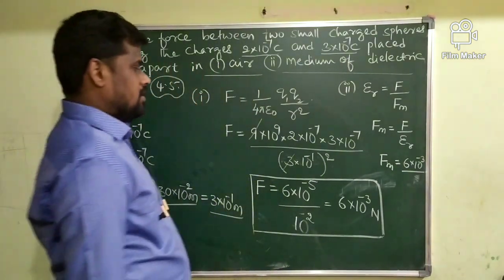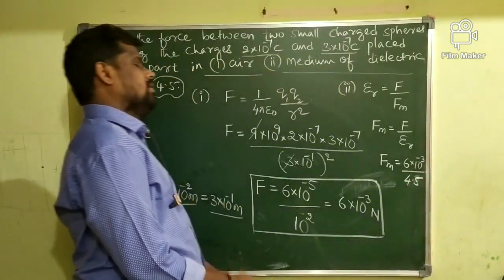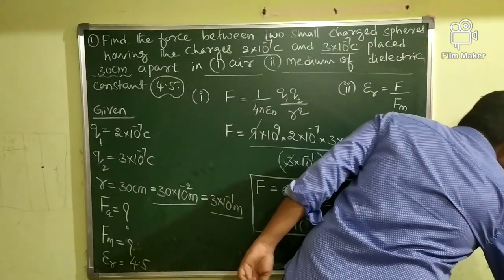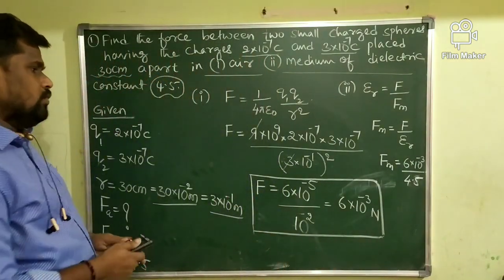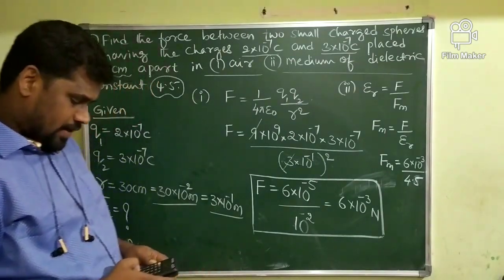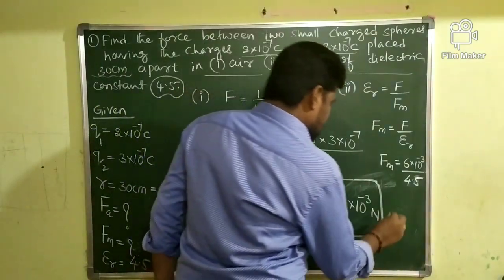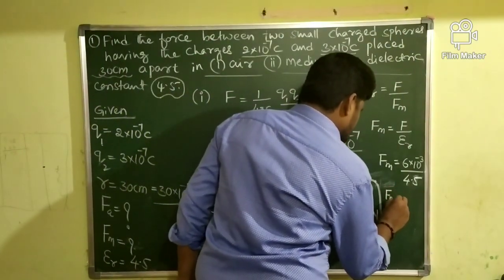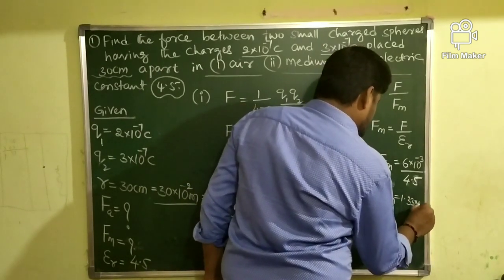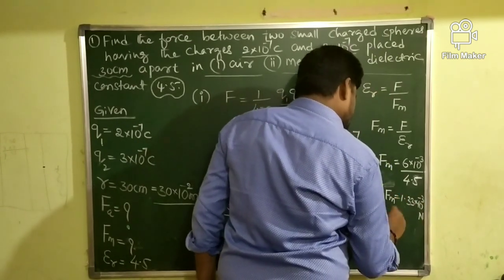What is the value of epsilon r? The value of epsilon r is found to be 4.5. Next you can use a calculator, or else you can calculate manually the value 6 divided by 4.5. What is the value of 6 divided by 4.5? It should be nearly 1.33. Fm should be equal to 1.33 into 10 power minus 3. The SI unit of the force is Newton.